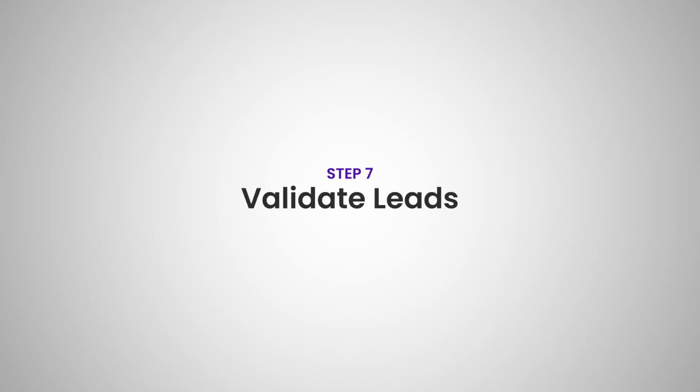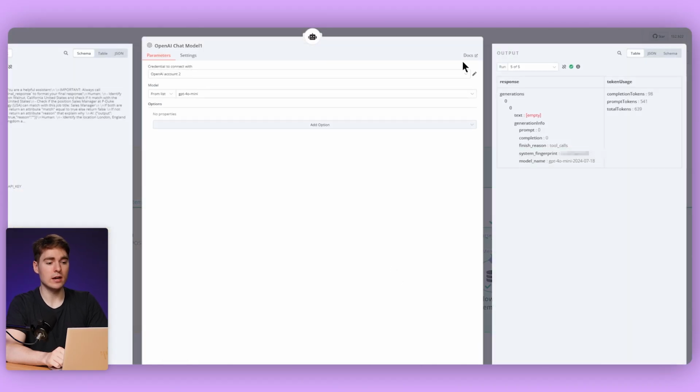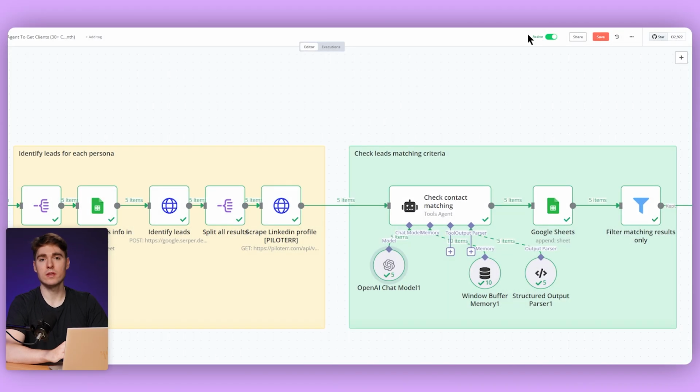The next step now is that we want to make sure that we only reach out to relevant leads. So all of these leads are being sent to the next step of the agent, where it will check, based on the criteria that we gave it at the beginning, whether it's actually a valid lead that we want to reach out to. And again, the first step, make sure that your OpenAI account is connected properly here so that the agent can actually work with an LLM.